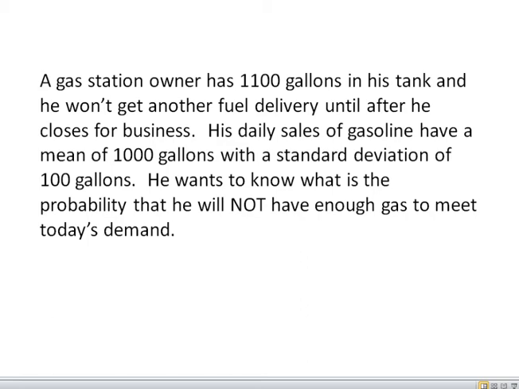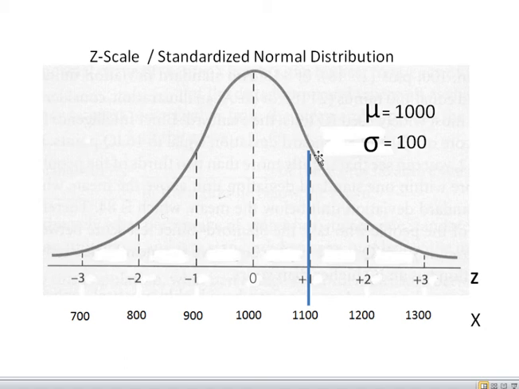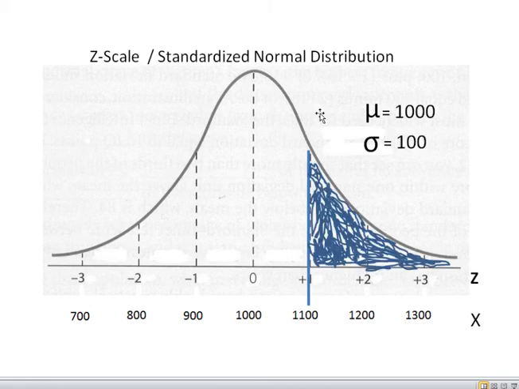So let's look at this graphically. We're back to 1,100 gallons. That's the value of x. But before, we wanted to know what was the probability that he would have enough. In other words, he would sell 1,100 gallons or less. Now I want to know the probability that he doesn't have enough. In other words, what's the probability that he will sell more than 1,100 gallons in a given day? So represented graphically, we're now looking for the right side of 1,100 on this graph as opposed to the left side.